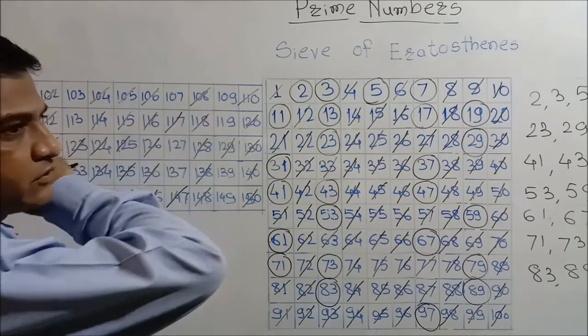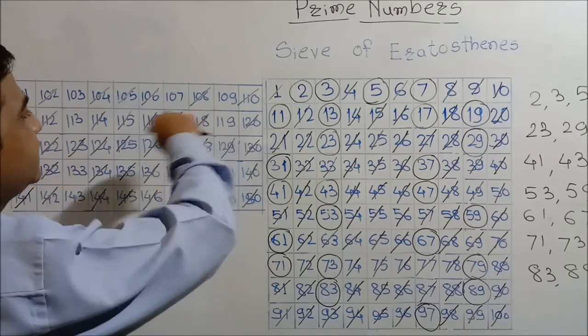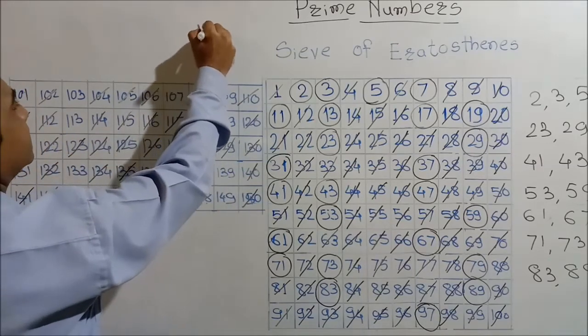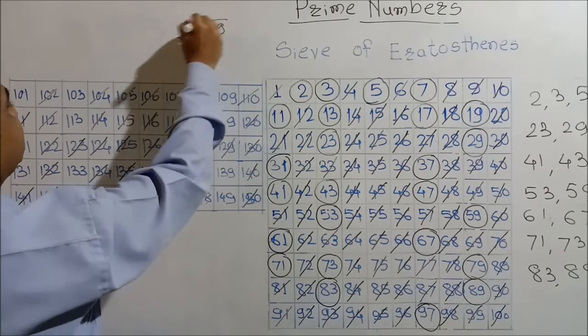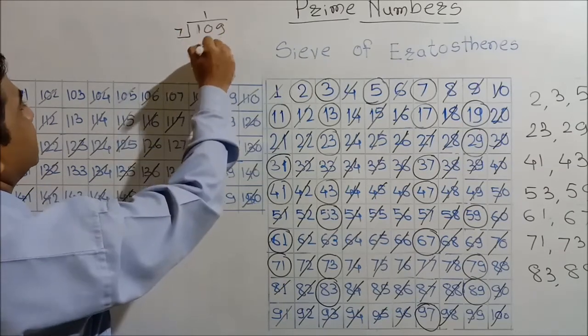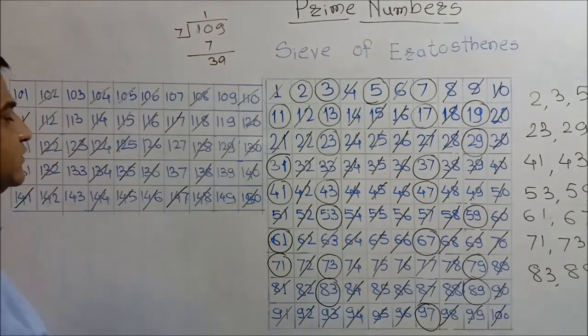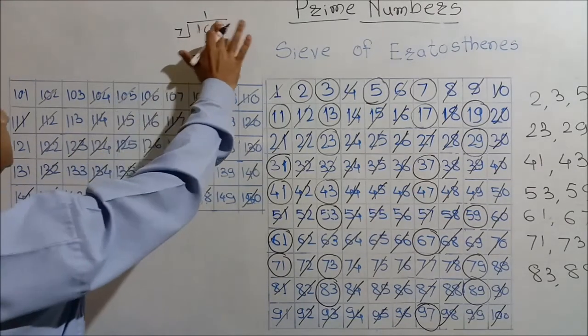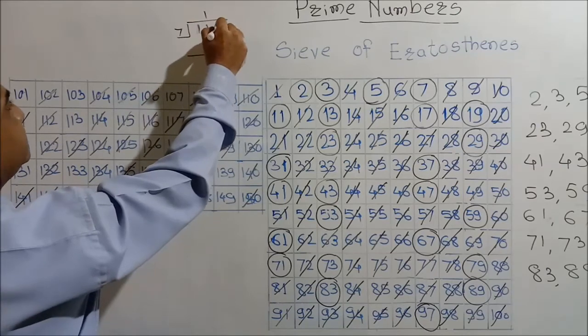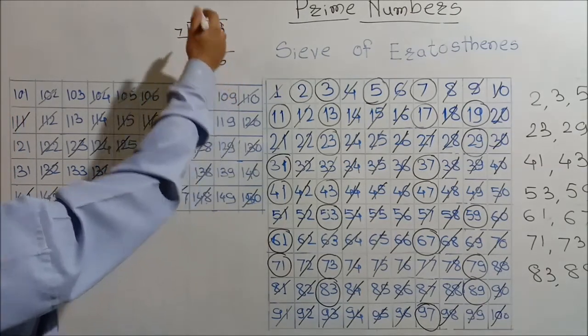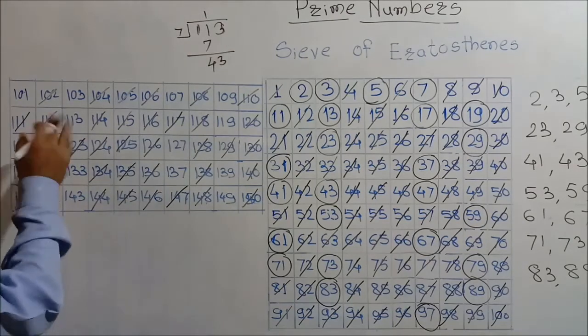What about 109? Can it be divided by 7? Let us try it. So 109 divided by 7: 7 1s are 7, what remains is 39. And 39 is not in the table of 7. So it's not divisible by 7. What about 113? Whether it is divisible by 7. So 113, what is left is 43. 43 is not in the table of 7. So it's also not divisible by 7.